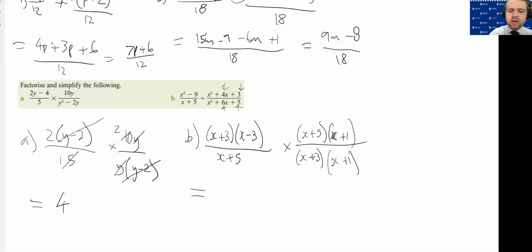But what we can do now, we've got to this part, we can start cancelling common factors. So I've got x plus 3 cancels with x plus 3. I've got x plus 5 cancels with x plus 5. I've got x plus 1 cancels with x plus 1. So all I'm left with is x minus 3 on top.